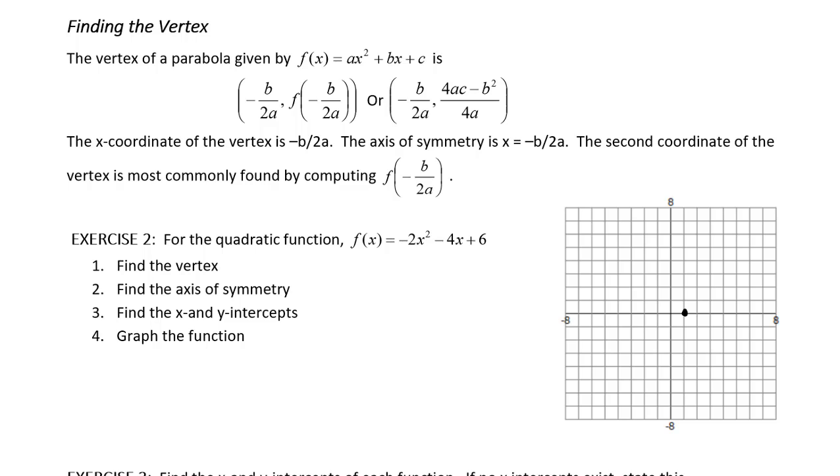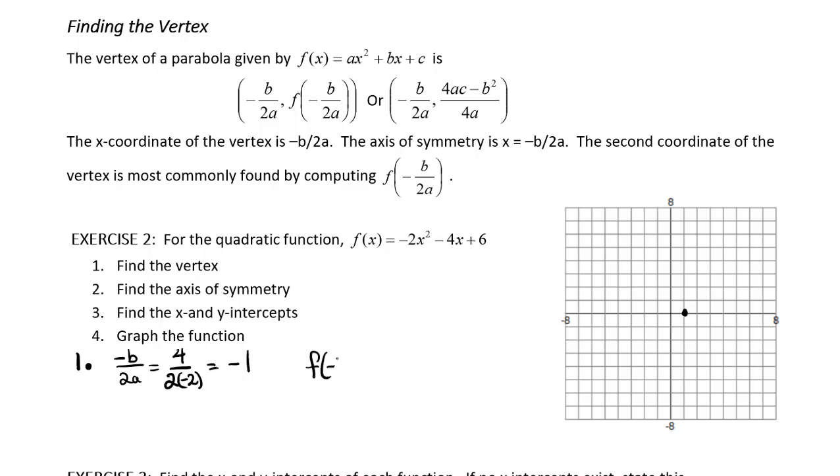So let's do this process using the function f of x equals negative 2x squared minus 4x plus 6. First, we're going to label this as part 1, find the vertex. Using the formula given, negative b over 2a, we can substitute the values we have. Negative b would be 4, and 2 times a, where a is negative 2, gives us the final value, negative 1.